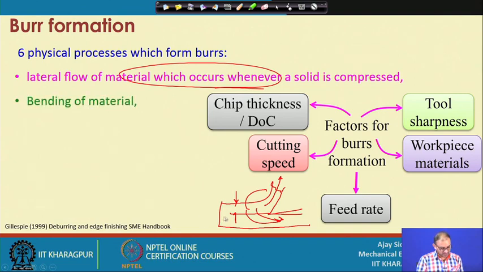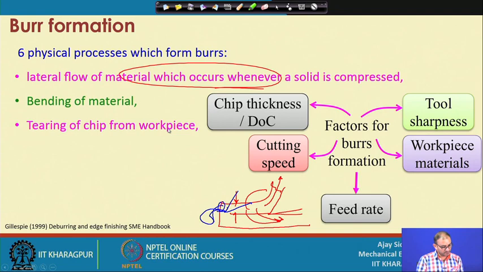Bending of the material, because whenever you are reaching the end position here, when your tool is reaching this location, the strength of this material is very less. So instead of a clear cut, this particular material will bend and it will become a burr formation here. So that is also one of the reasons. Bending of material mostly happens in ductile material.